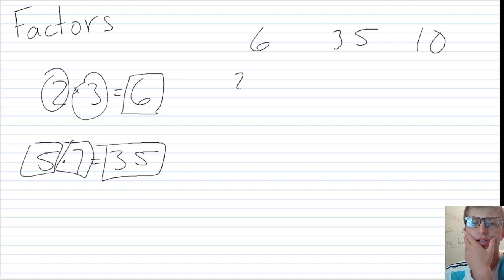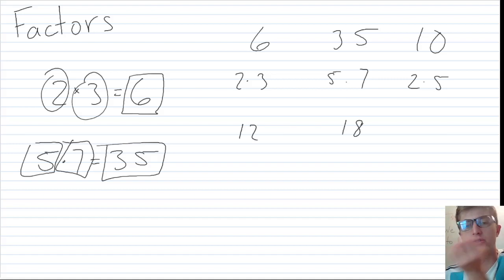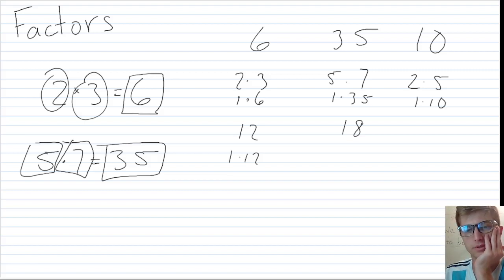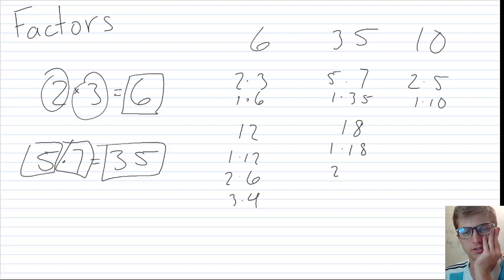2 times 3 equals 6. 2 times 5 is 10. 5 times 7 is 35. And there's others, like 12 is a famous example, and 18. 12 you can get by doing 1 times 12, and also you can do anything times 1 to get it as well. 1 times 6, 1 times 35, 1 times 10. But there's things like 12, we have 1 times 12, we have 2 times 6, we have 3 times 4, so there's multiple. 18 has 1 times 18, 2 times 9, 3 times 6.